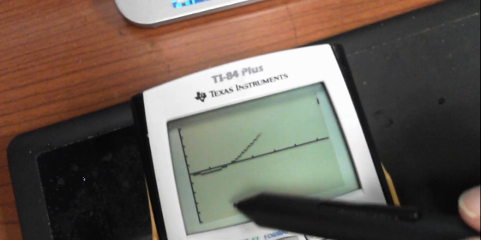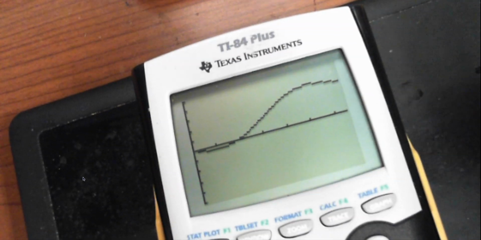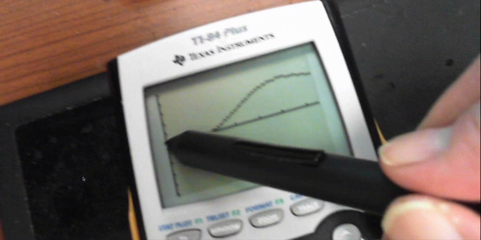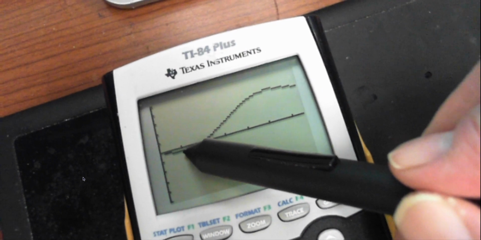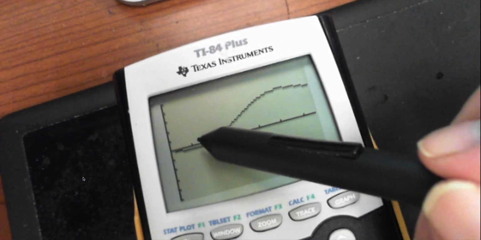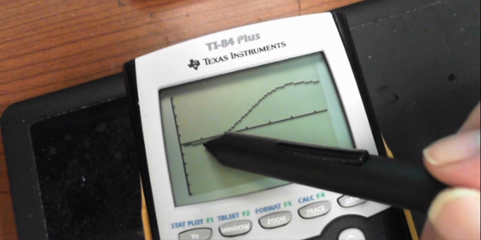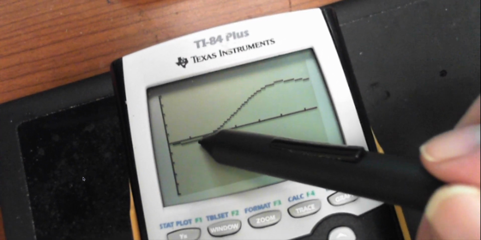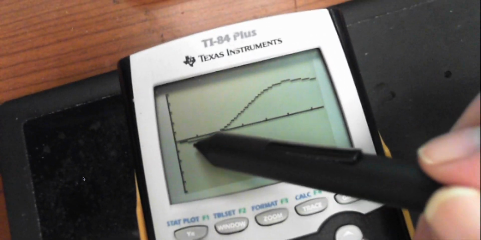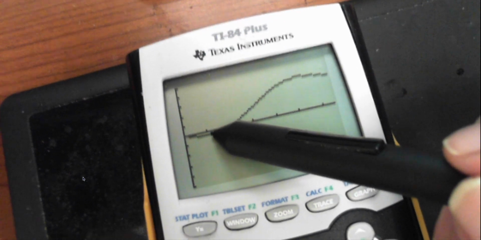So from 0 to pi over 3. Pi is 3.14. 3.14 divided by 3 is about 1. Do you see from 0 to pi over 3, the function's decreasing, and then the function increases after that. So that is a relative minimum.